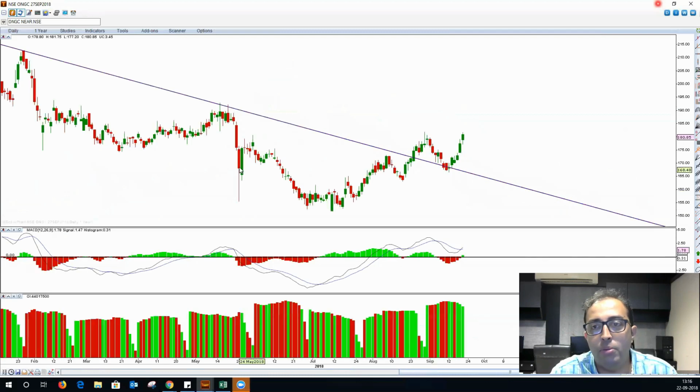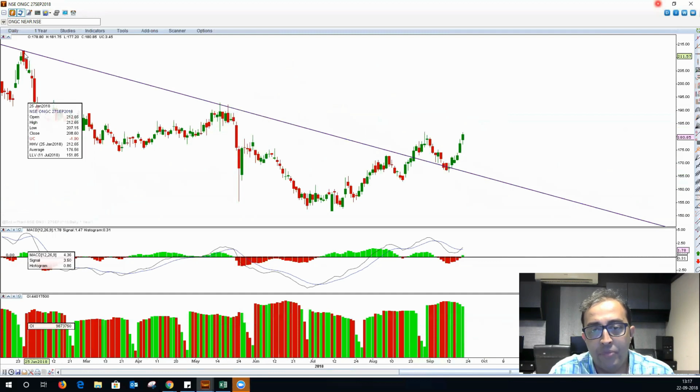This is the stock which I have chosen for the long side. ONGC has been a slow mover, but of late, with the positive sentiment emerging again in the energy sector, you can see that this stock has managed to move out of the descending trend line. You can see here, this is a descending trend line right from the beginning of the year, and now a pullback into this trend line has managed to generate some buying interest.